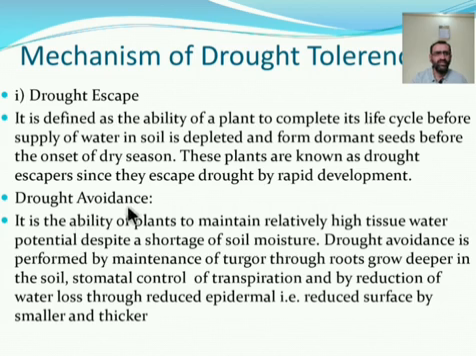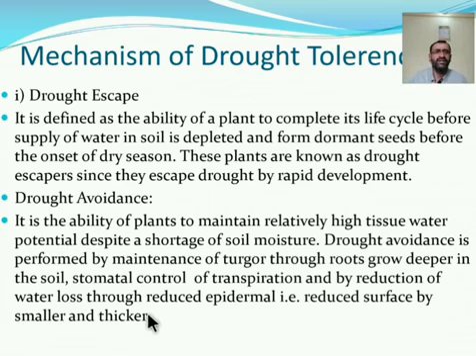After that, drought avoidance. It is the ability of a plant to maintain a relatively high tissue water potential despite a shortage of soil moisture. Drought avoidance is performed by maintenance of turgor through roots growing deeper into the soil, stomatal control of transpiration, and reduction of water loss through reduced epidermal surface, by smaller and thicker leaves. Here, thicker leaves are there.